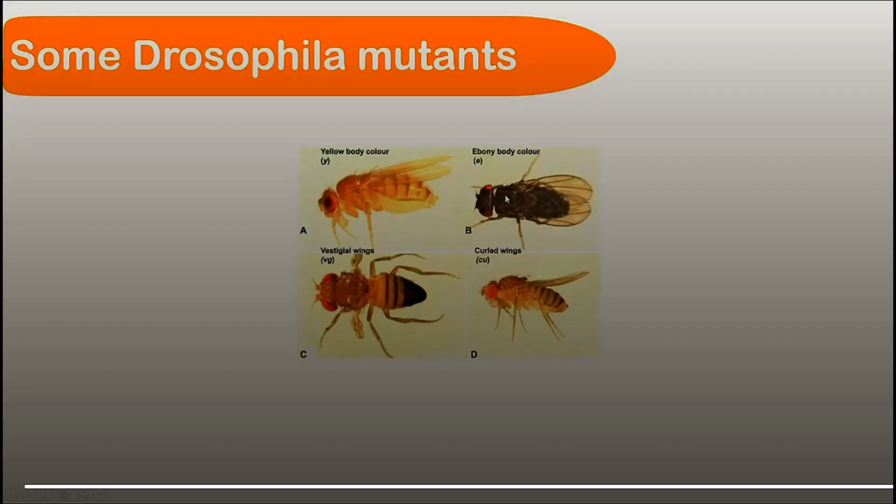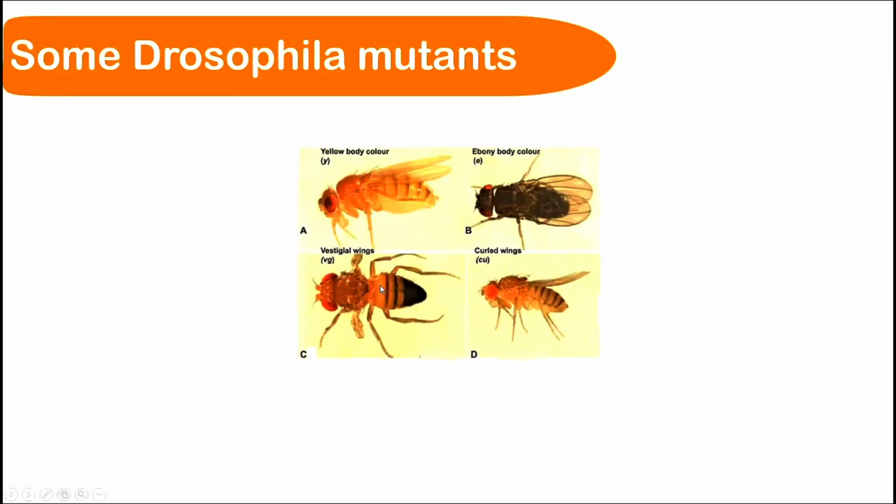Then here, it is quite darker, you call it ebony. Then here you see that the wings have shortened, so you call them vestigial wing mutants. And here the wings have curled, so this is called the curled wing mutant.